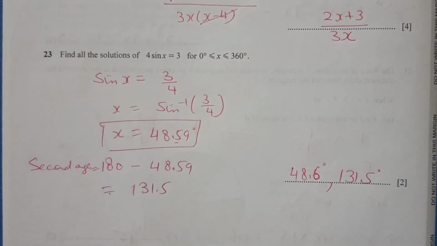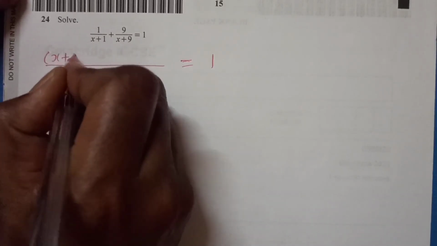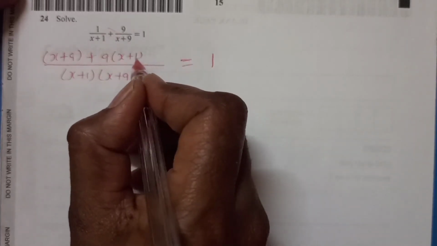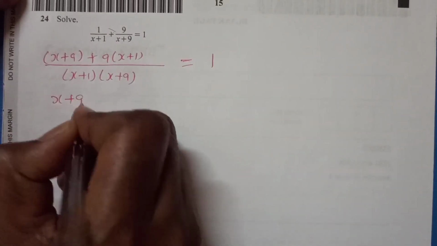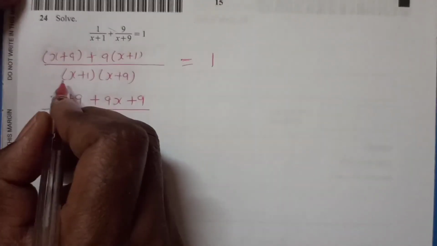Question 24, solve. We are given algebraic fractions again, so we have to solve this one. For that, you see, we can take the LCM from here. LCM will be x plus 1, x plus 9 equals 1, we already have. So this will be x plus 9 plus 9 into x plus 1. You just cross multiply here. So this will be x plus 9 plus 9x plus 9, open the brackets here.